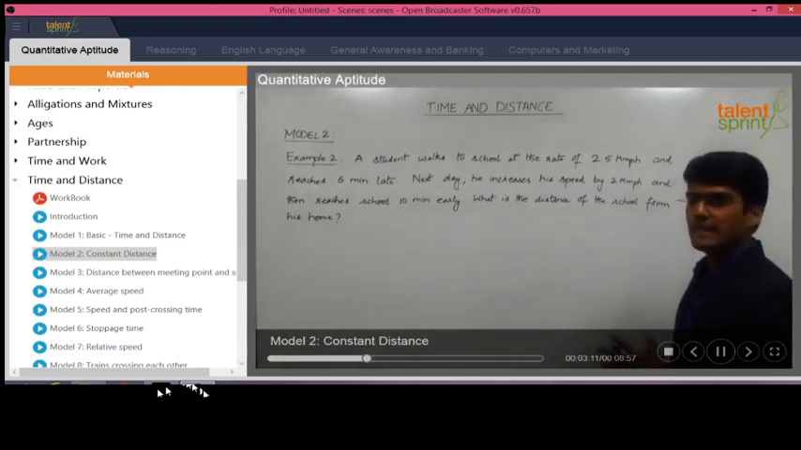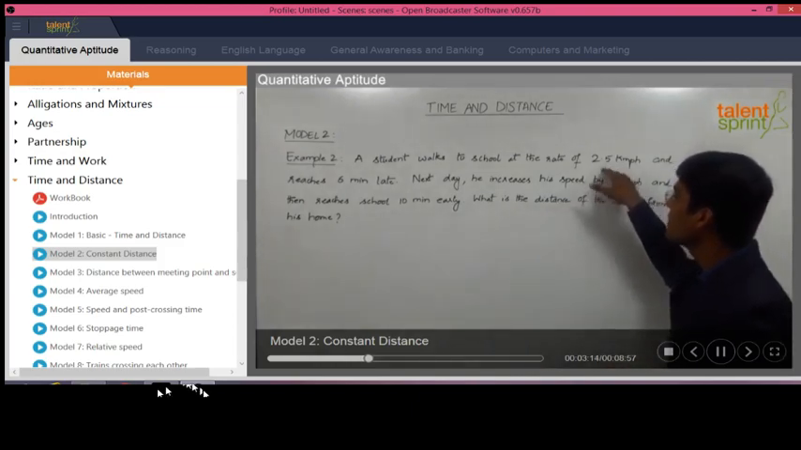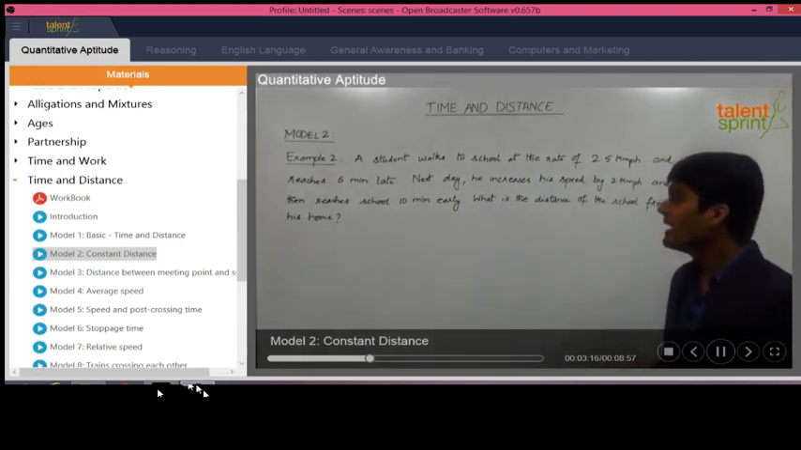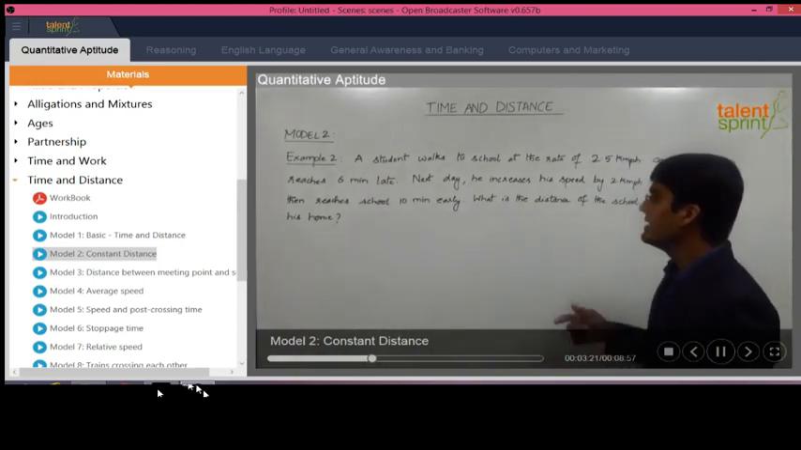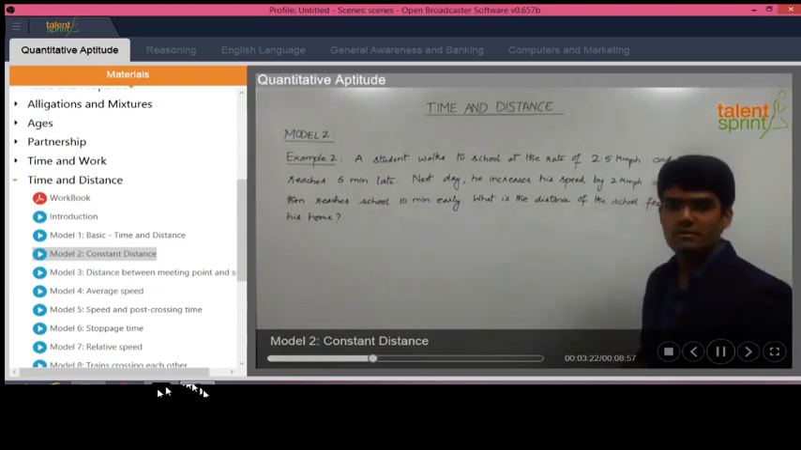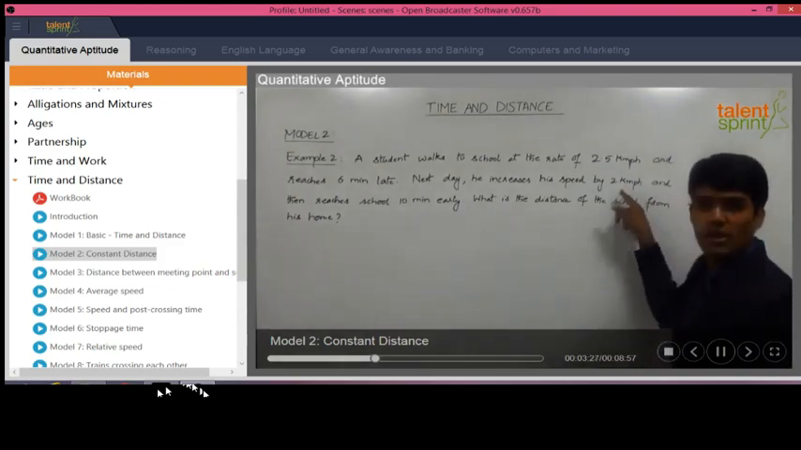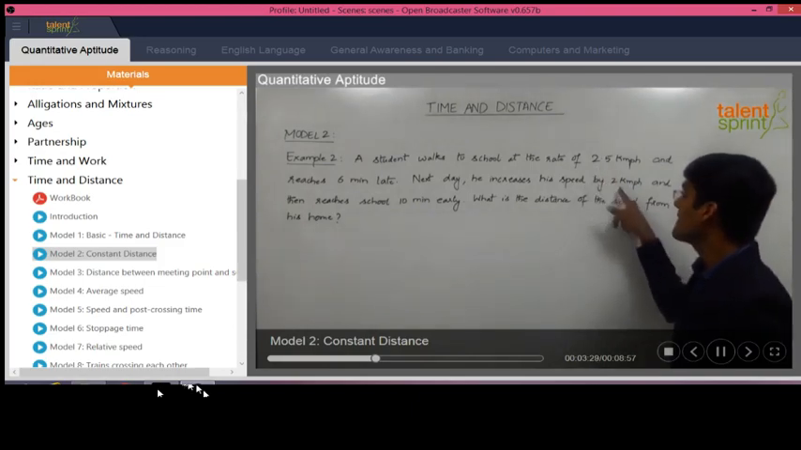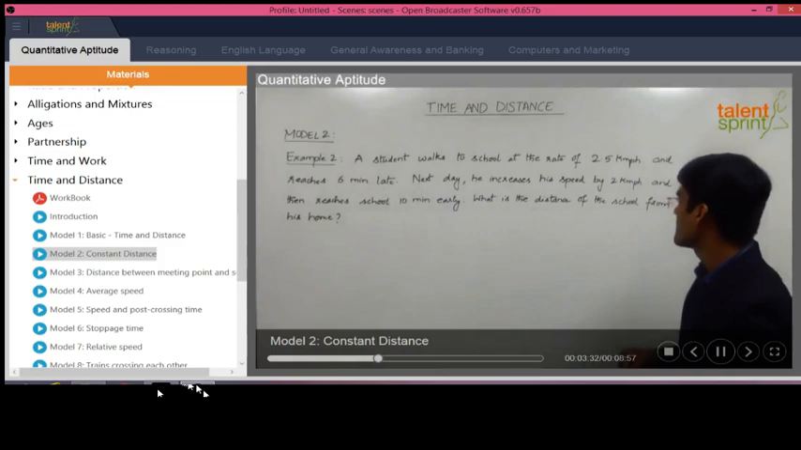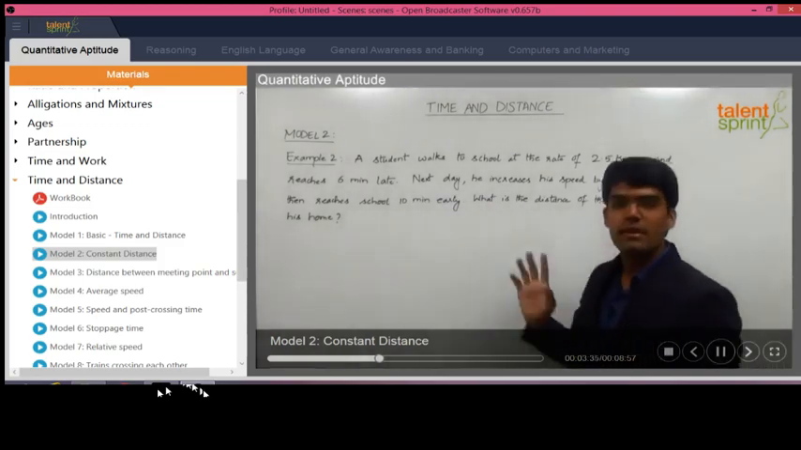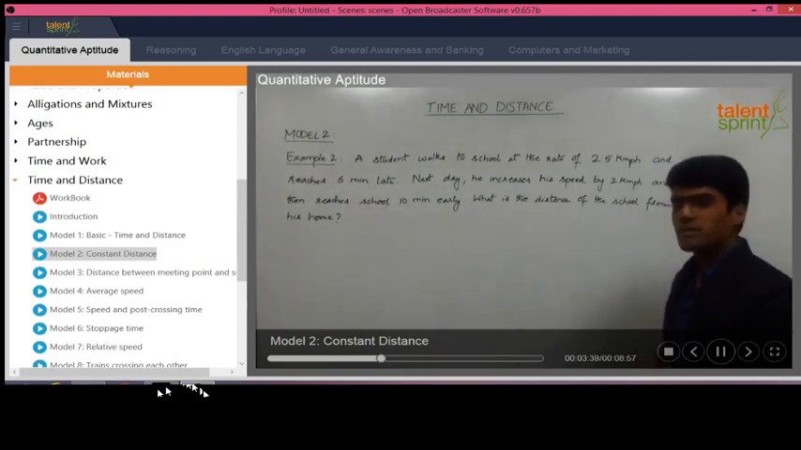So as we can see here, there are two cases. In one case, the student walks at the speed of 2.5 kilometers per hour and he is late to his school by 6 minutes. The next day, he increases his speed by 2 kilometers per hour. That means his new speed, the second day, is 2.5 plus 2, which is 4.5 kilometers per hour. So when he walks at the speed of 4.5 kilometers per hour, he reaches the school 10 minutes early. And we are supposed to find out the distance of the school from his home.